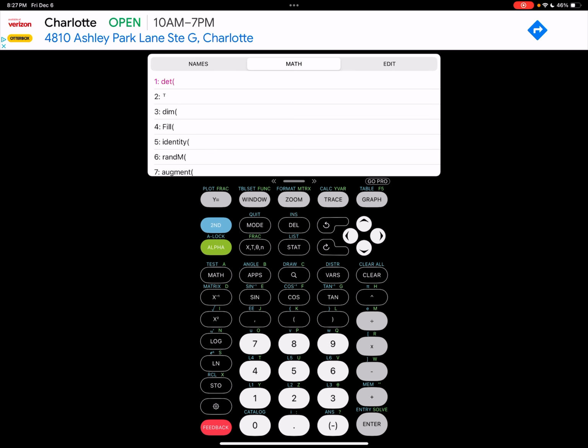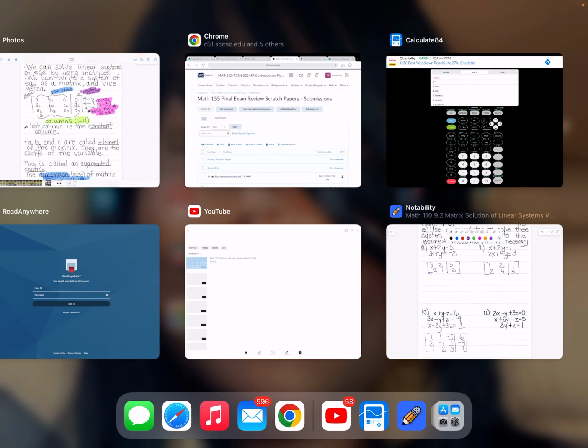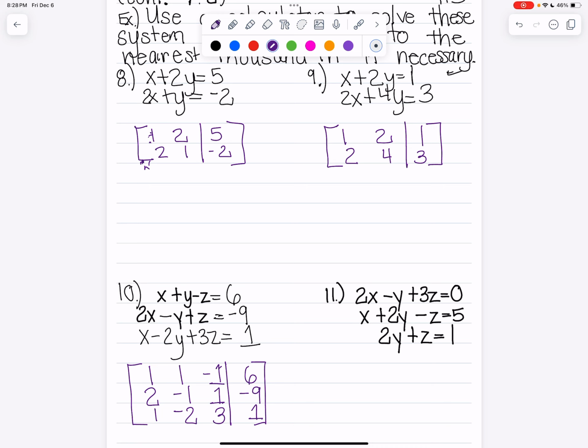The next thing you have to do when you hit math, you all, is scroll down to RREF. So let me write that down right here. RREF solves it for us. Now, you're going to see on some of your calculators, it's going to say REF. No, it has to be RREF because that's reduced row echelon form. And that's when it solves it for you.